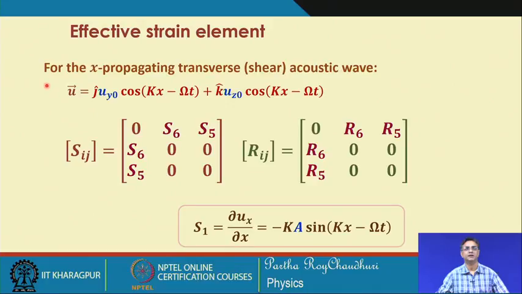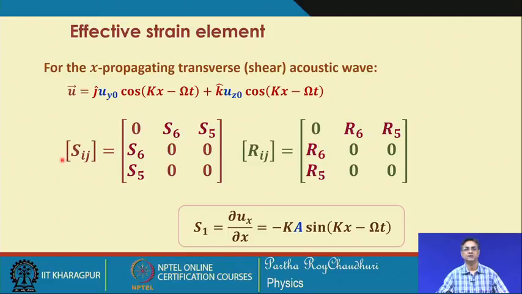So, we have this summary: for the case of an x propagating transverse shear wave which is unpolarized, that is, which has x polarization, y polarization and z polarization components present, the deformation will be represented by these S i j and R i j matrices, strain and rotation matrices. Here only the shear strain components will be there, but no longitudinal components, and in this case only these rotation elements will be present.